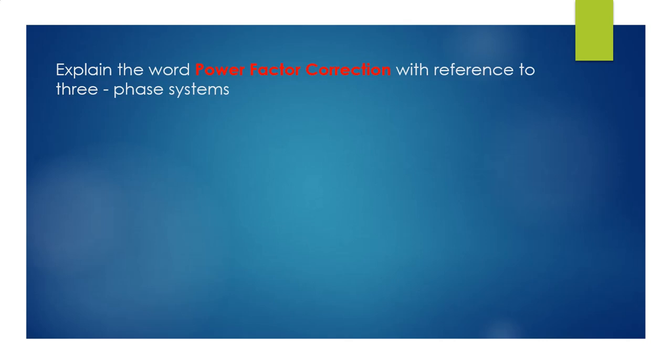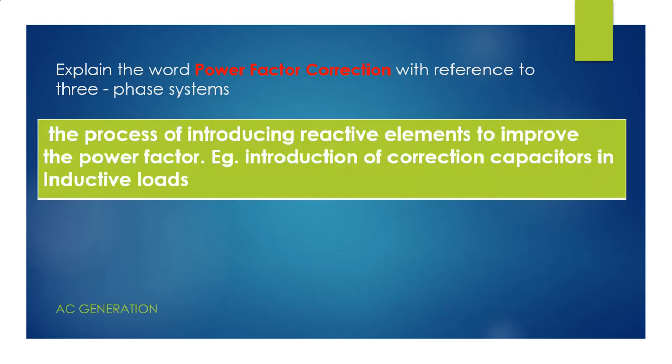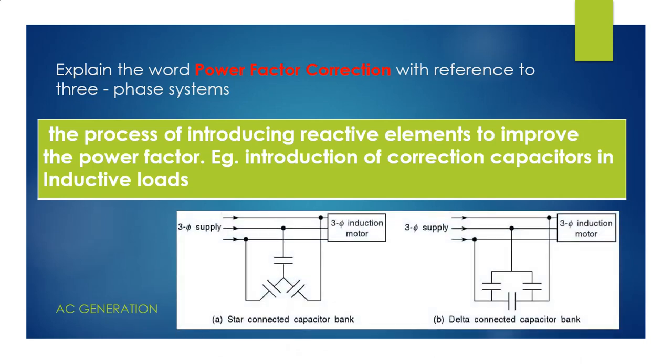Explain the word power factor correction with reference to three-phase systems. The process of introducing reactive elements to improve the power factor. Example, introduction of correction capacitors in inductive loads. On the left hand side in the diagram we have a star system, and we place a capacitor in each phase. On the right hand side we have a delta system, and we also place a capacitor in each of the phases.